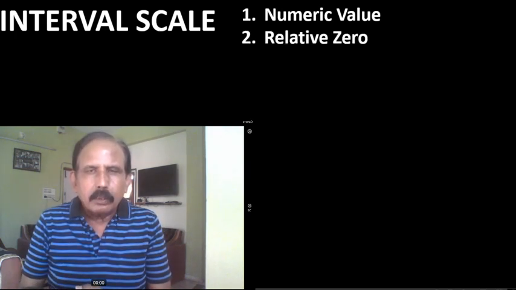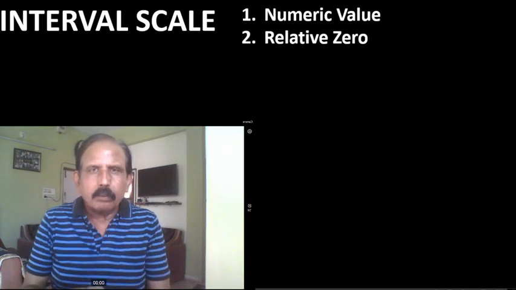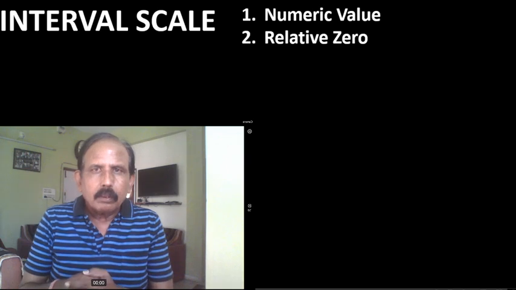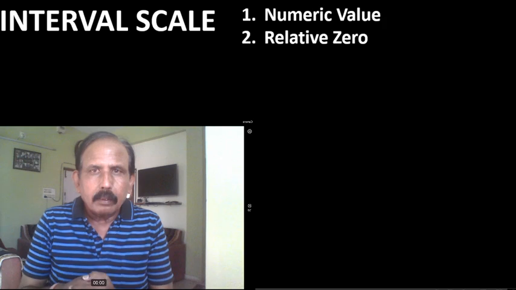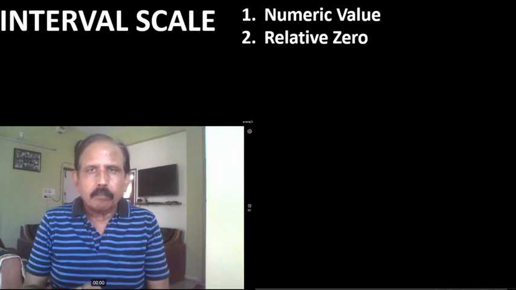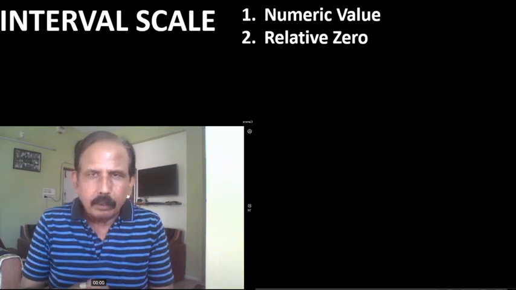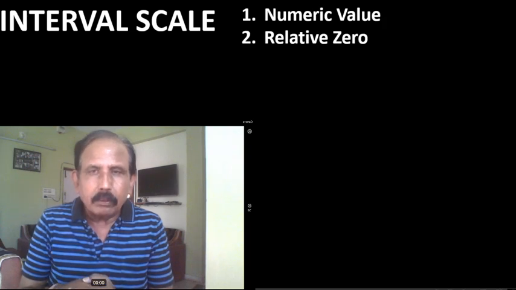Number two, it does not have absolute zero. It does not have a zero that can be called absolute. It has relative zero. What does it mean? Relative zero. The relative zero is based on situation.